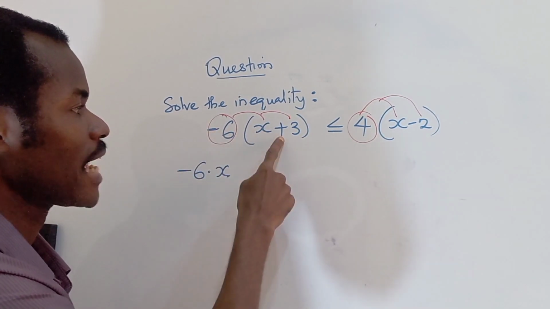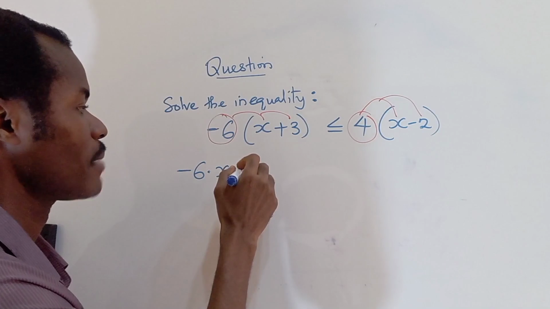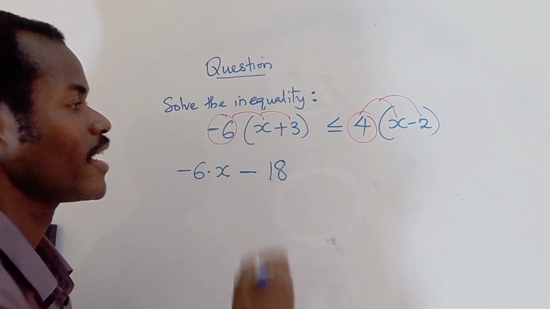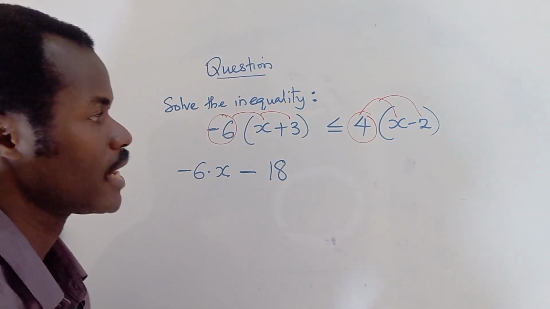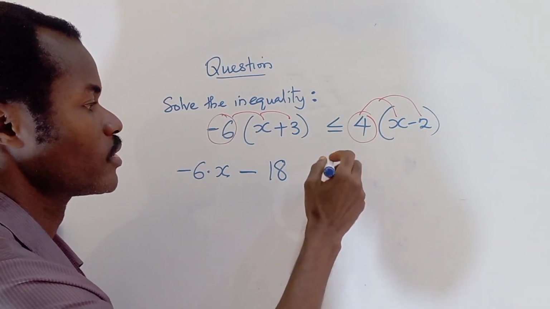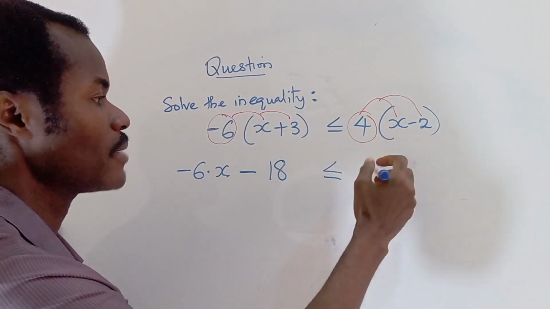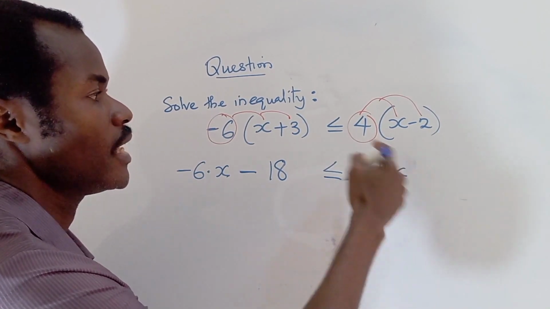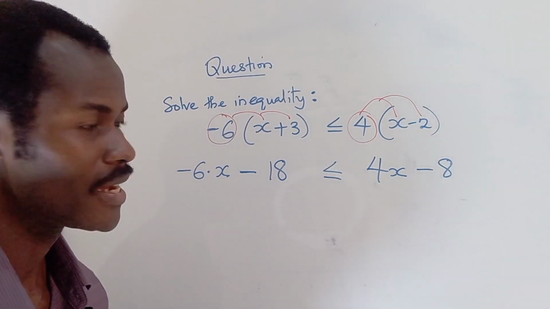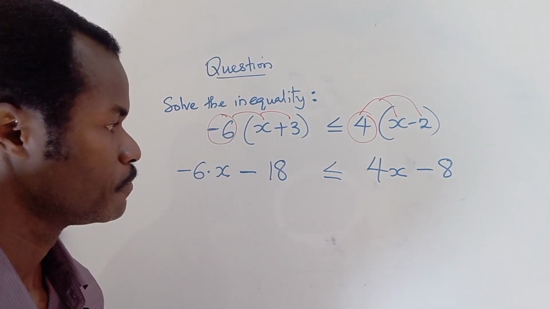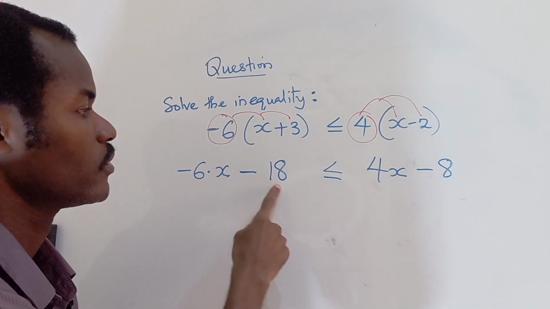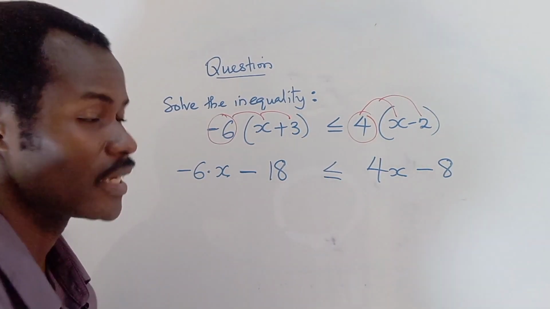Minus times plus is going to give us minus, and 6 times 3 is 18. So we have minus 18. Now the next thing is 4 times x. You have to remember to put your sign. So 4 times x is 4x, and 4 times minus 2 is going to give us minus 8.